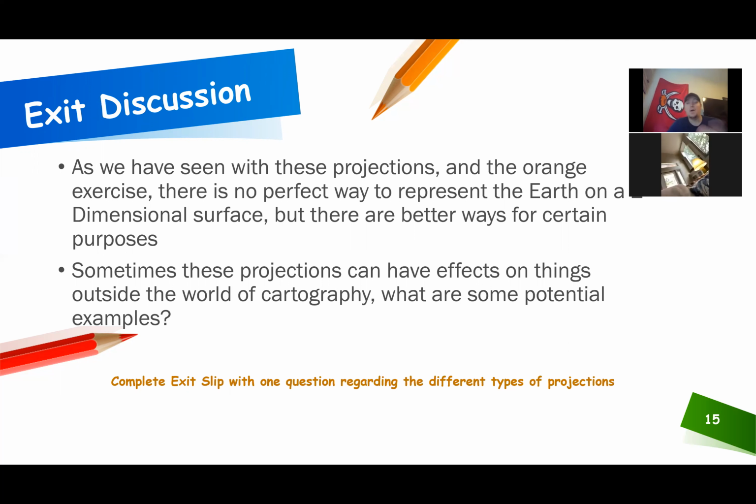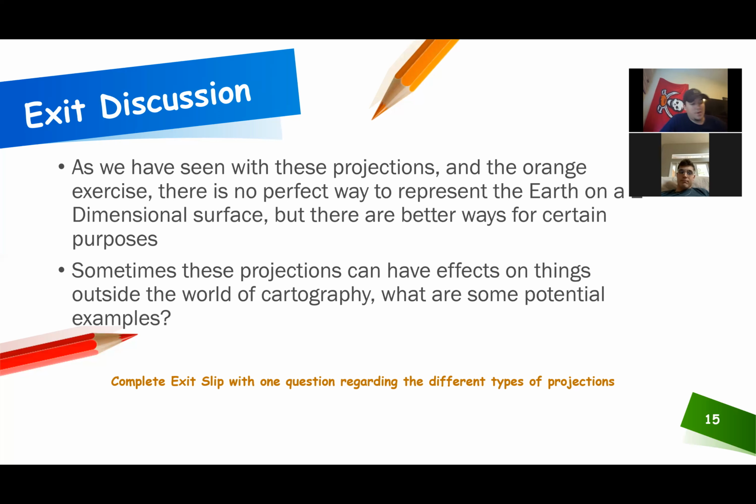But that right there is a perfect example of the point of this lesson. There is no one way that's clear cut above the rest. At the end of the day, it kind of comes down to preference. Now, sometimes these projections can have effects on things outside the world of cartography. Can you think of any potential examples of that? Can you give me some examples?